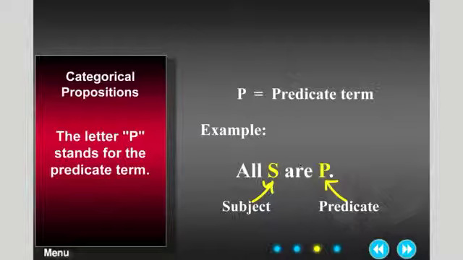That is, you're saying all of this belongs to this. So the subject is attached to the predicate in some way. So this predicate could be mammals, animals, men, and mortal, to use the examples that I've given thus far.